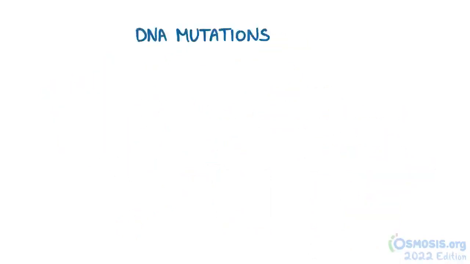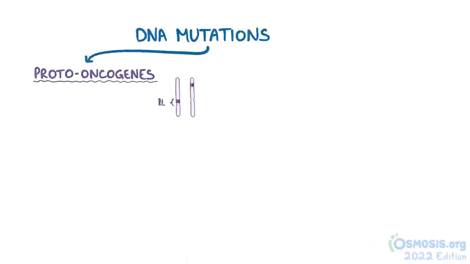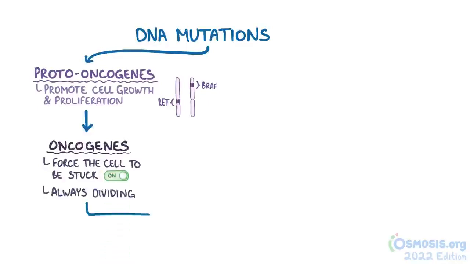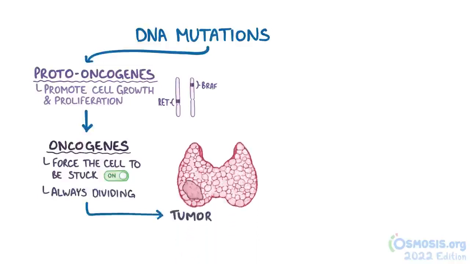DNA mutations can cause thyroid cells to become cancerous. For example, a mutation might change a proto-oncogene like RET and BRAF, which are genes that code for proteins that promote cell growth and proliferation, into oncogenes. That would mean that the proteins force the cell to be stuck in the on position, always dividing, and that causes the thyroid cell to turn into a tumor.